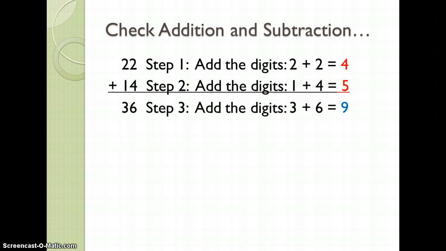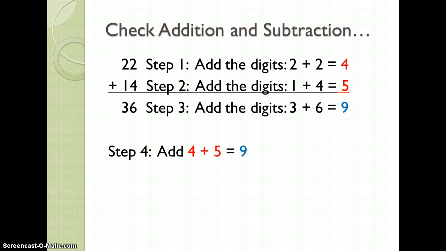So let's say on the left we have 22 plus 14 equals 36. Step 1, we're going to add the digits in 22. So 2 plus 2 is 4. Step 2, add the digits in the second addend. 1 plus 4 is 5. Step 3, add the digits in the answer. So 3 plus 6 equals 9.